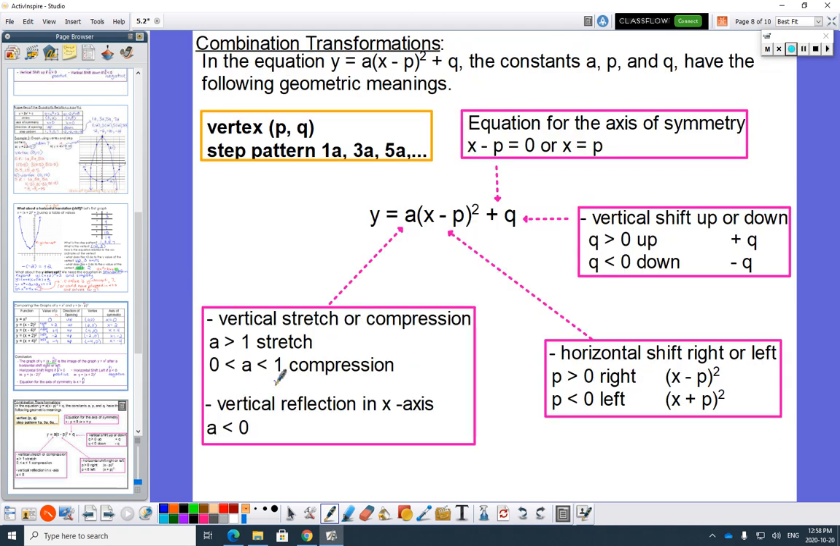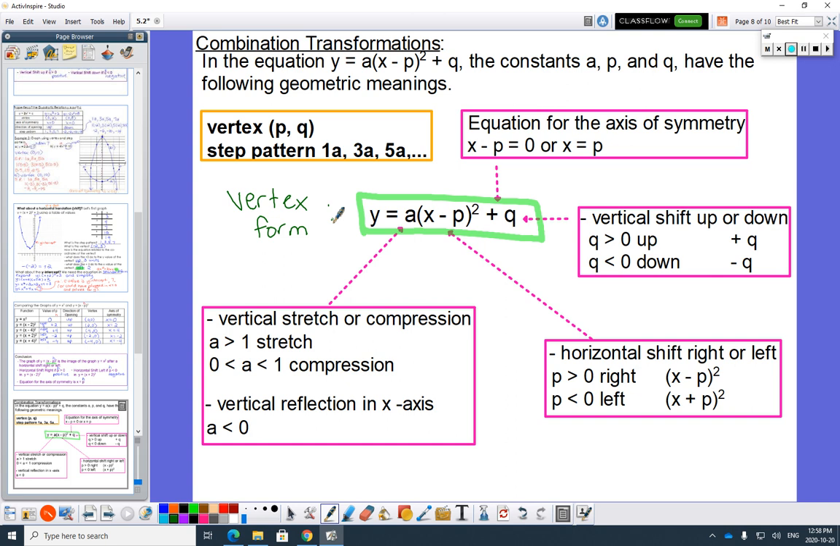So this again is another important summary slide. So this is vertex form, okay, which is very, very important. So if the question asks you to write an equation for a parabola, I want you to use vertex form. So this is all of the transformations that we've done in one slide, okay?